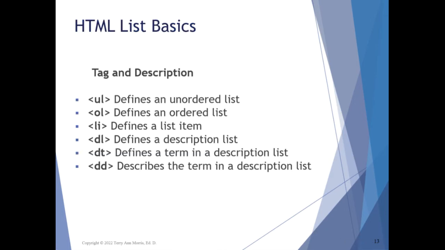Let's have a look at HTML basic lists of tags and their descriptions. We have UL. UL defines an unordered list. OL defines an ordered list. LI defines a list item. DL defines a description list. DT defines a term in a description list. And DD describes the term in a description list.